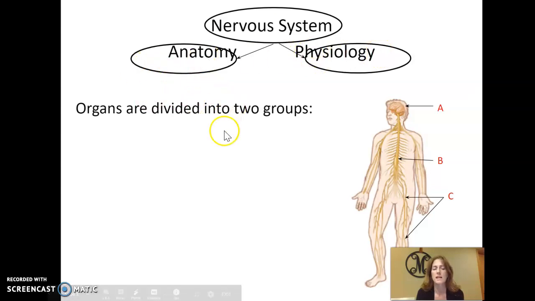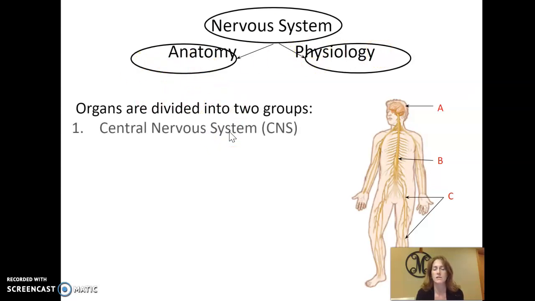So the organs in the nervous system are divided into two main groups. First, you have the central nervous system, and it's abbreviated the CNS. The central nervous system is composed of the brain, which is labeled A here, and then the spinal cord here, which is labeled B. If you had a highlighter at this point, you might want to highlight the brain and the spinal cord the same color. And for the spinal cord, you would just go straight down.